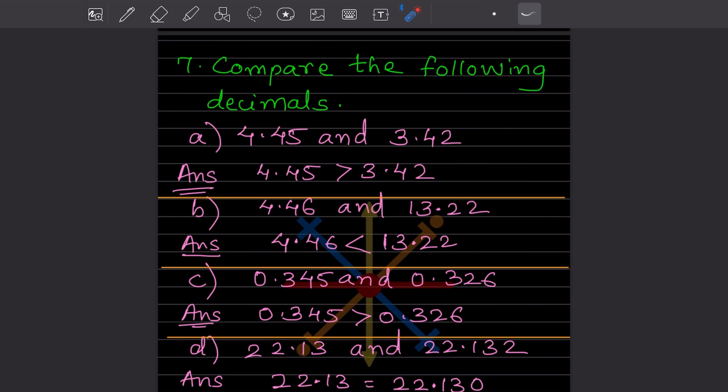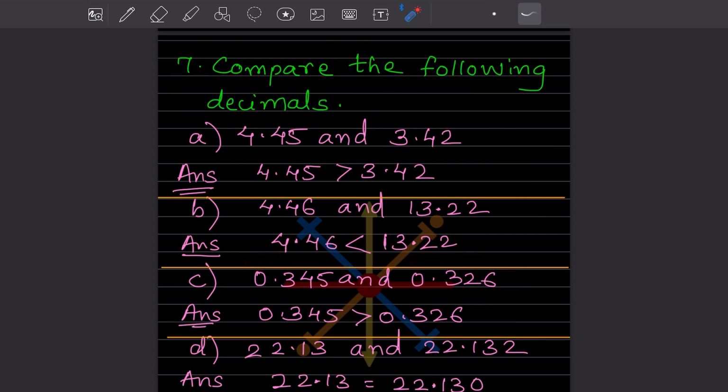Now here again, look at this one and this one. We are going to look at the whole numbers, 4 and this is 13, not at the decimal. So definitely 13 is bigger, so you are going to open the mouth over here because this is 13.22. Now again, what are you going to do? You are going to compare this one. But here what you can see, here also is 0, here also is 0.